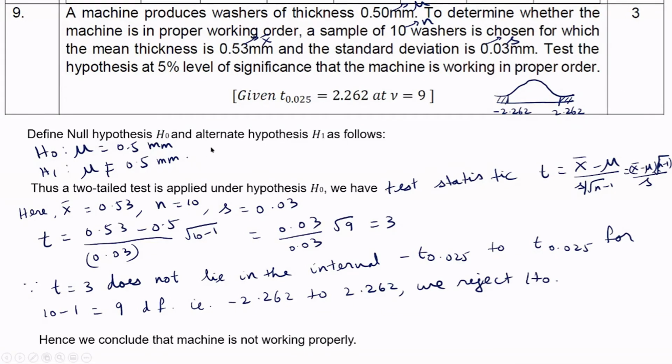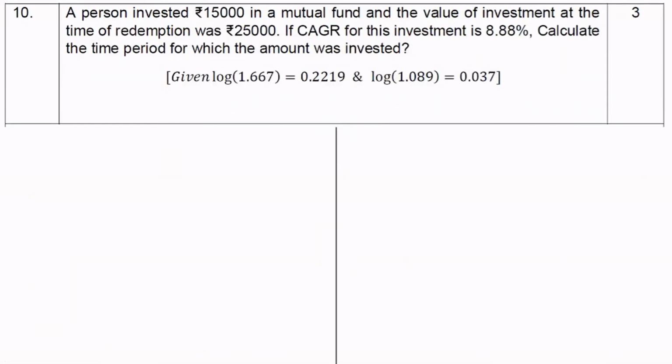Here, writing the null hypothesis and alternate hypothesis carries 1 mark. Then we have finding the test statistic t. Finding the value carries 1 mark and writing the conclusion carries 1 mark. Now, moving on to the next question.